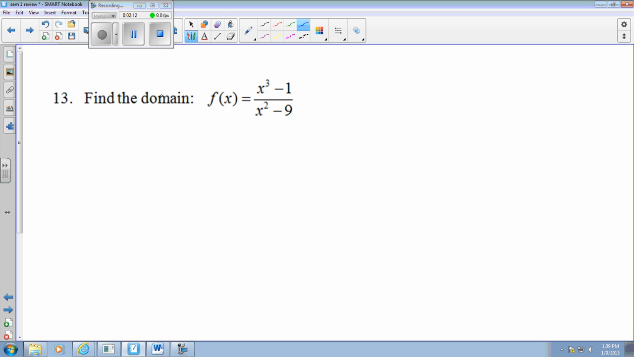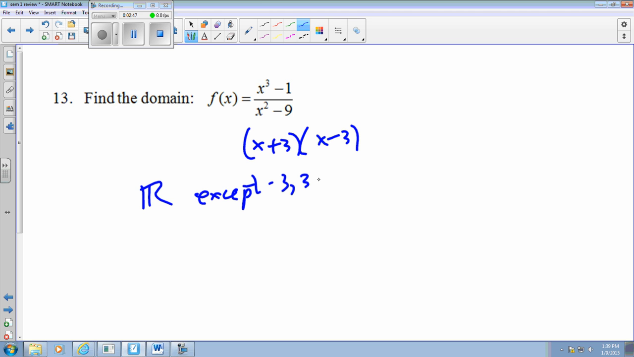In this one, we're asked to find the domain, and we know that because this is a continuous function up here in the numerator, the only place where our domain is not defined is where the denominator is equal to 0. So if I factor the bottom, I get x plus 3 and x minus 3, which gives me negative 3 and 3 as my places where it's not defined. So I would say all real numbers except negative 3 and 3.